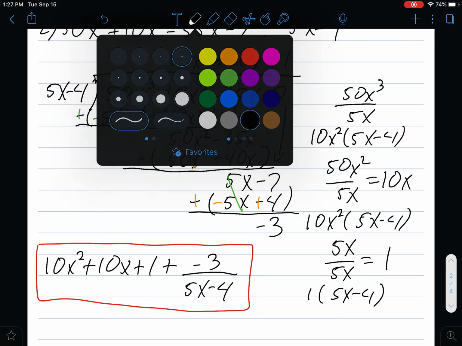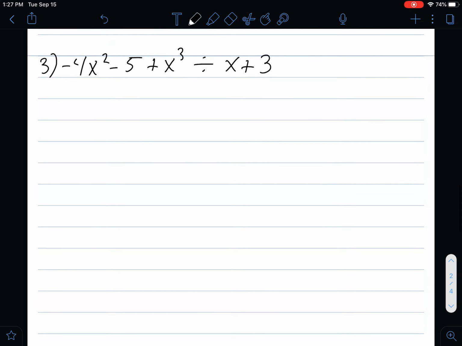All right, let's do one more problem. Negative 4x squared minus 5 plus x to the third, divided by x plus 3. So x plus 3 is our divisor. And watch how I write down the dividend over here. Notice how it begins with a negative 4x squared, but this here is x to the third. We have to rearrange these so that they're in descending order of degree. So x to the third goes first, minus 4x squared.